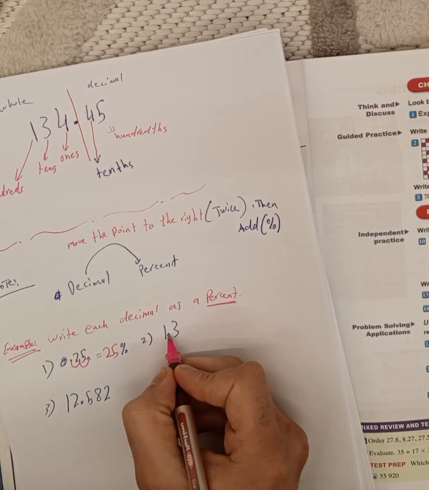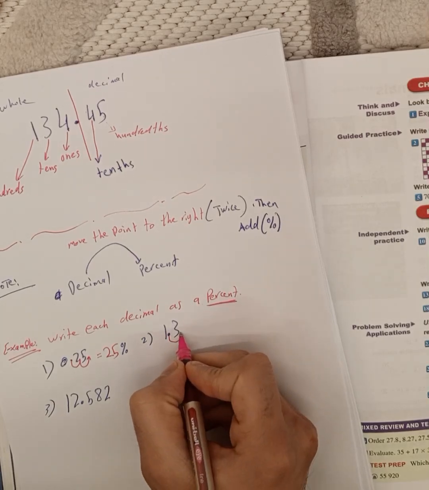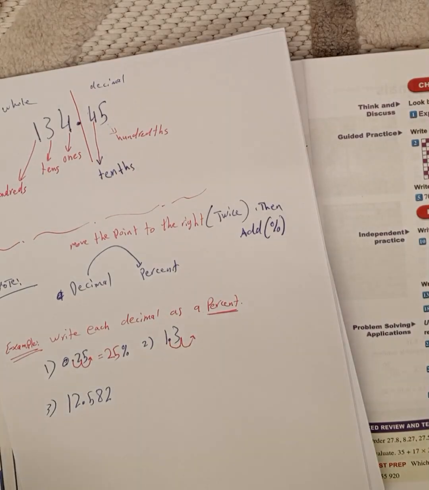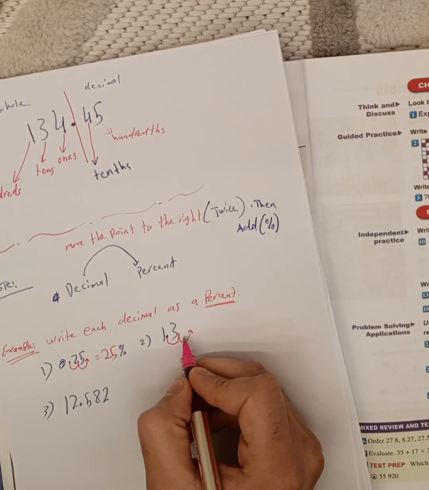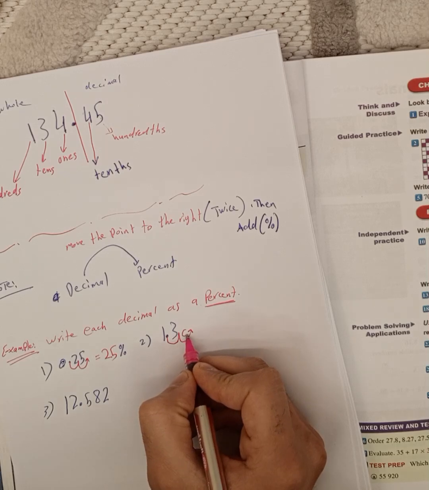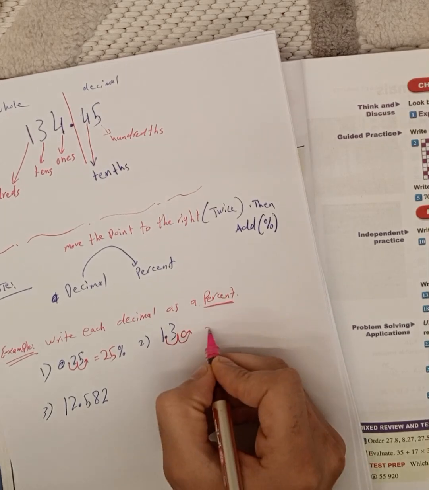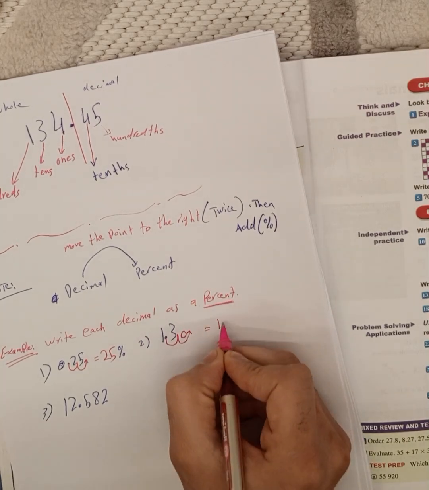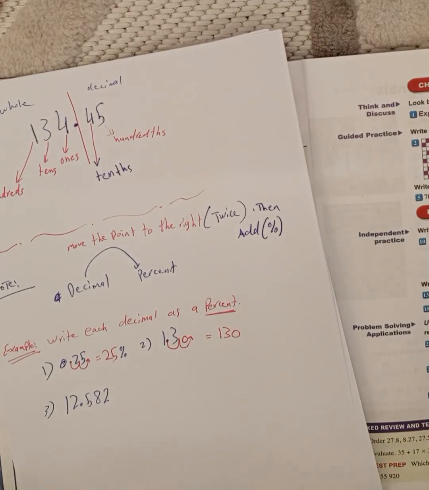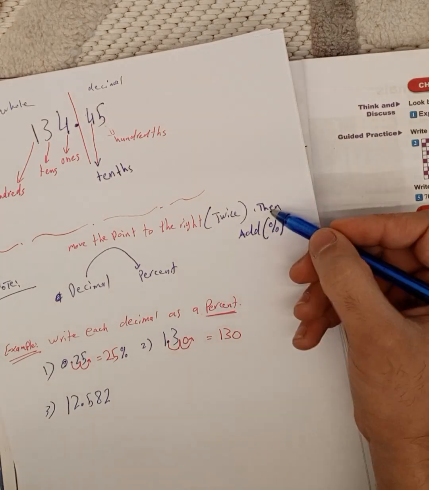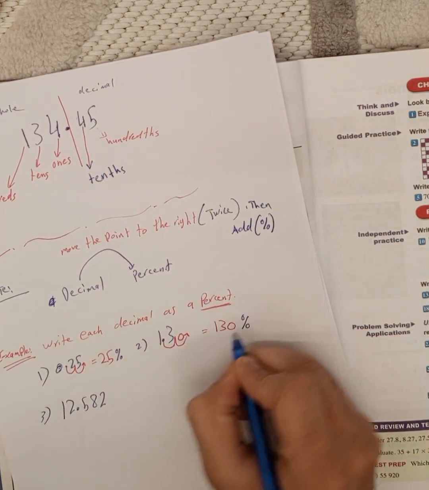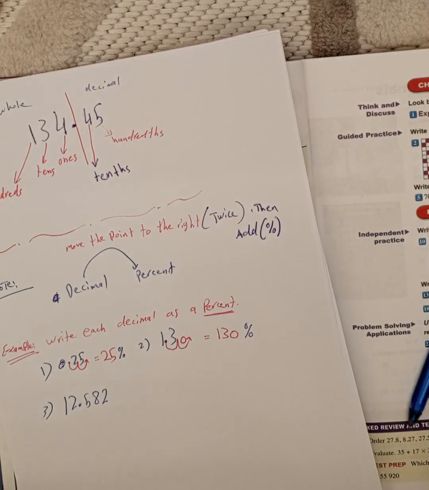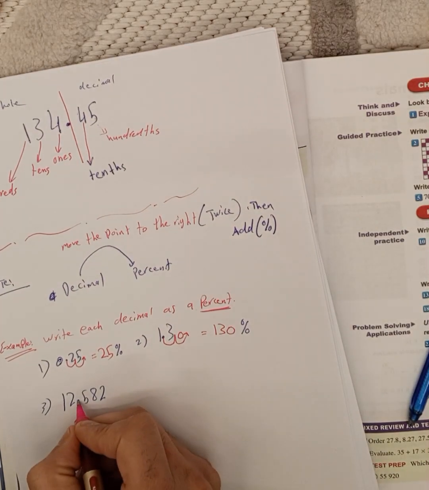Question 2 is the same. Move the point to the right twice. 1, 2. Look here, in this place value there is no number, so put 0. Now the point between 1 and 3 has moved to the end of the number: 1, 3, 0. Then we add the percent symbol because we want to change the decimal to percent. 130%. That's it.